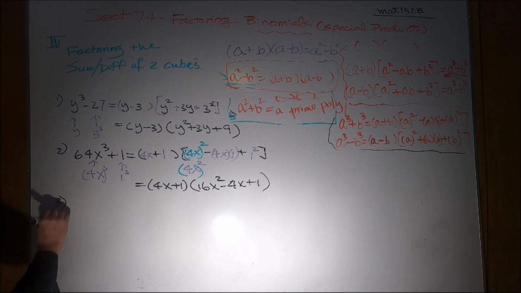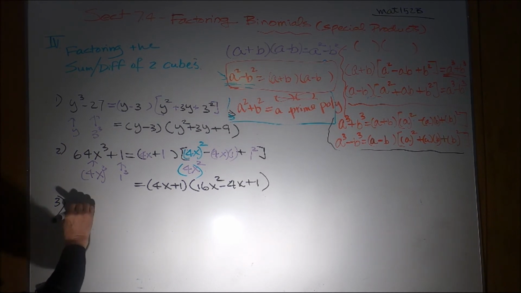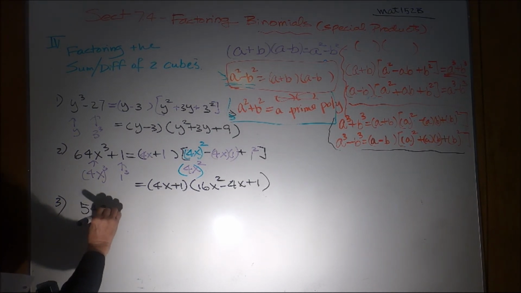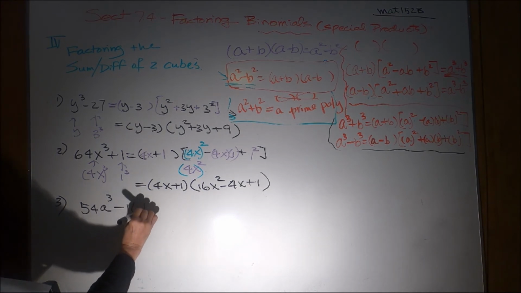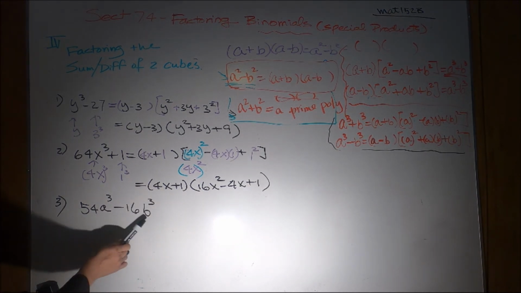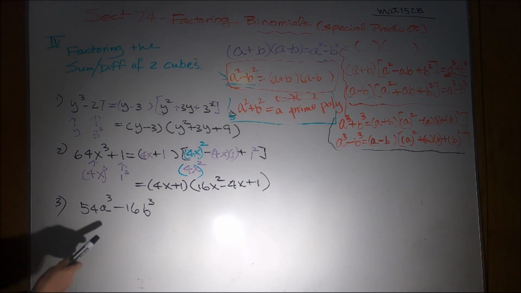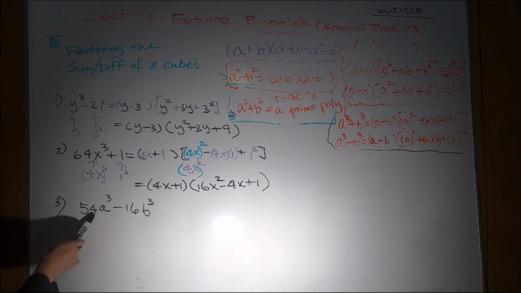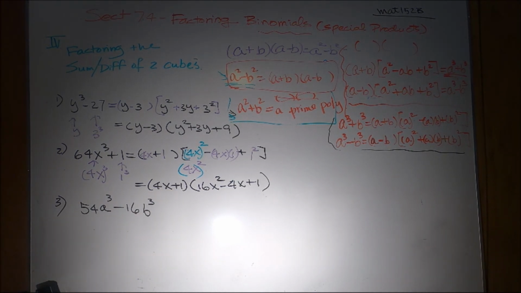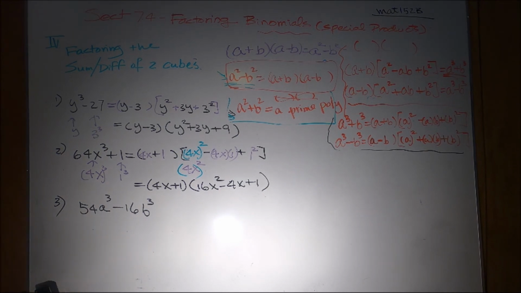Okay, let's look at number 3. 54a cubed minus 16b cubed. Those are perfect cubes? We think it's a perfect cube, right? A cube, b cube. But is 54 a perfect cube? Not really. 3 times 3 times 3, 81. 2 times 2 times 2 is 4. So we cannot do 54, nor the 16, right?